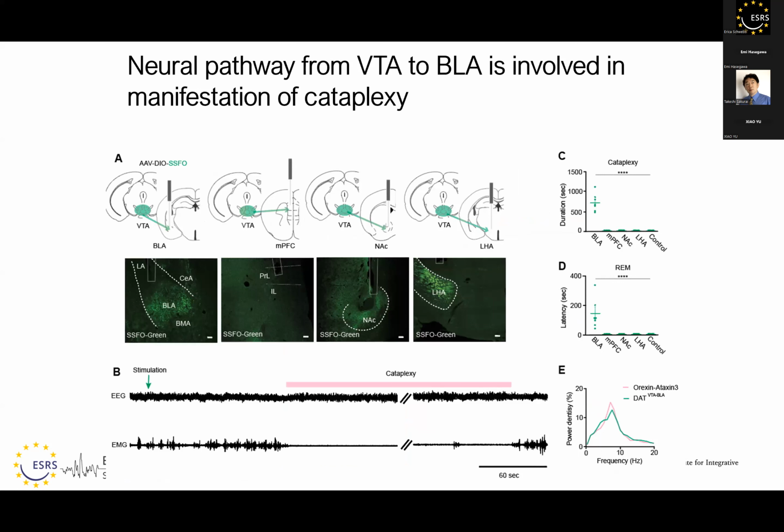Subsequently, we evaluated the effect of optogenetically stimulating the VTA fibers in various brain regions, including the BLA, nucleus accumbens, medial prefrontal cortex, and lateral hypothalamic area. But excitation of these fibers during wakefulness resulted in cataplexy only when the optic fibers were placed specifically in the BLA. We never found a cataplexy-like episode when optic fibers were found to be in these other regions.